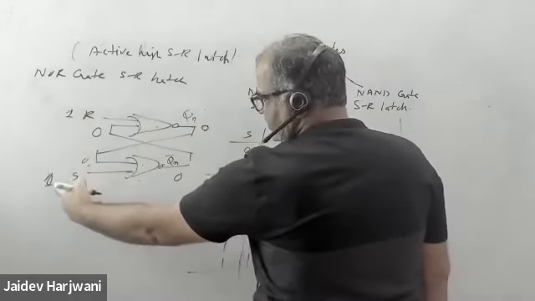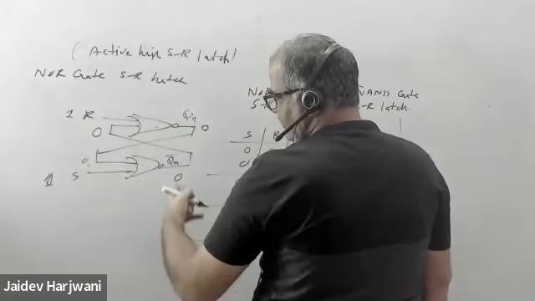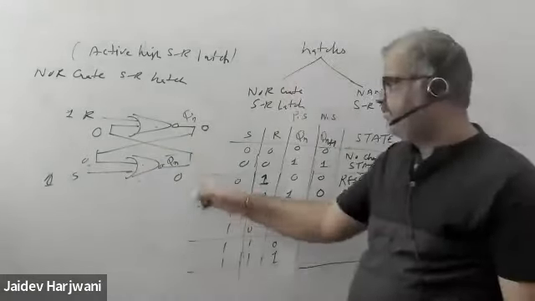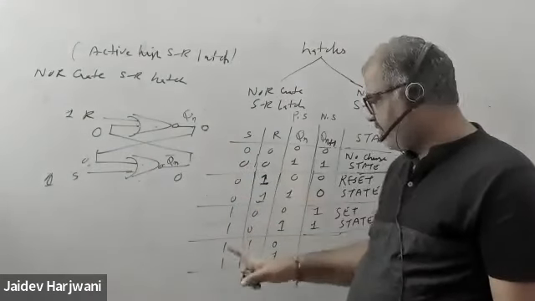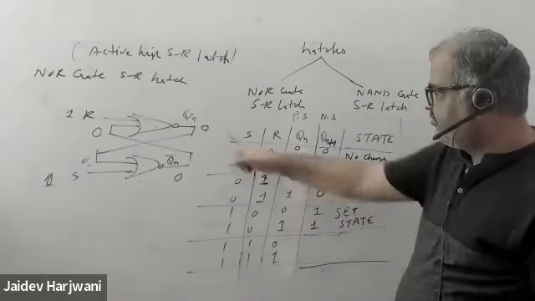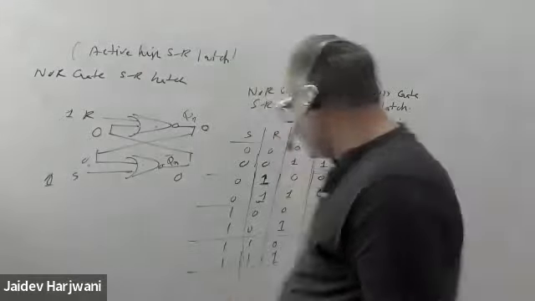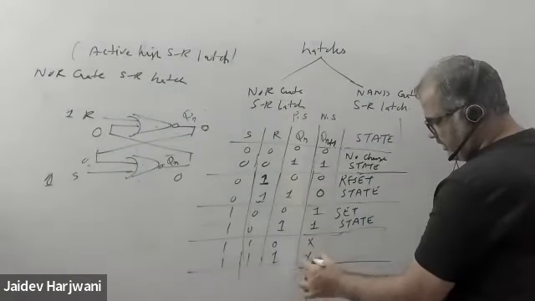Similarly, because once this is fixed, this input cannot change anything. This also becomes the same. So now both become the same. Whenever you apply 1, 1, both outputs become the same. So that's why this is called your invalid state.